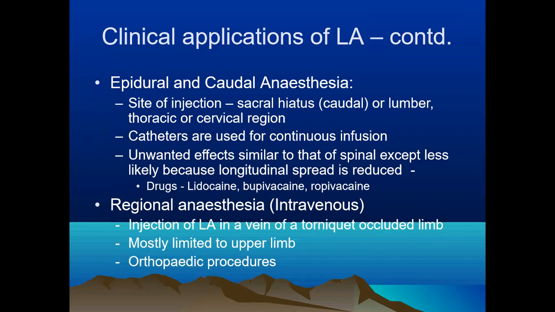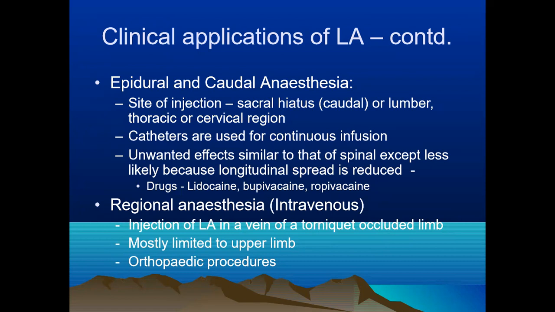Then we have epidural and caudal anesthesia. The site of injection is sacral hiatus or caudal, lumbar, thoracic, or cervical region. Catheters are used for continuous infusion, and unwanted effects are similar to those of spinal, except less likely because longitudinal spreading is reduced. Drugs are lignocaine, novocaine, and lidocaine.